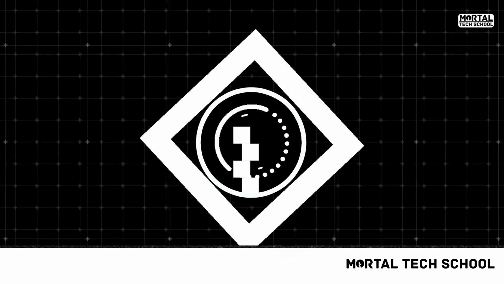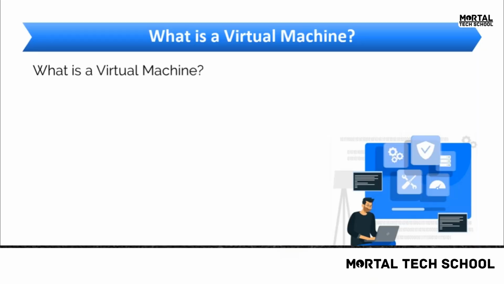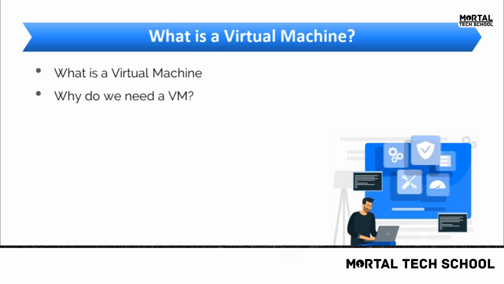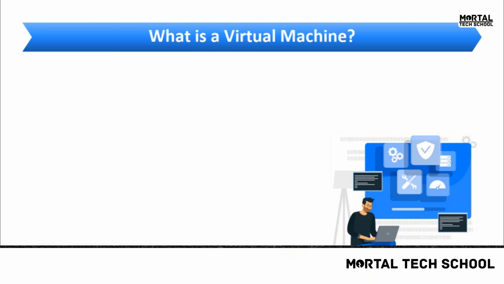Let us start with the new module, the practical approach of cybersecurity, or you can call it ethical hacking. In this lecture, we are going to see what is a virtual machine and why a virtual machine is needed. A virtual machine is a simple software program which simulates the functions of a physical machine.